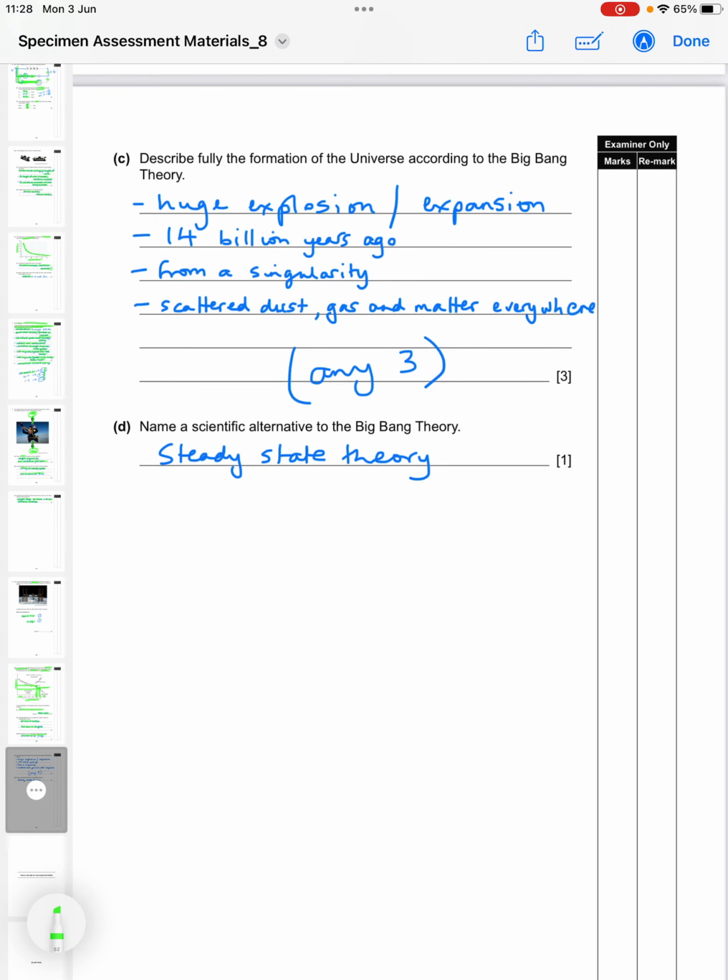Then finally, describe fully the formation of the universe according to the Big Bang theory. So any three of these points would get you your 3 marks. There was a huge explosion or expansion, and either way of saying it is worth 1 mark. 14 billion years ago from a singularity. And then you could have said that it scattered dust, gas and matter everywhere. So any three of those points, 3 marks. And then it says name a scientific alternative to the Big Bang theory, and that would be the steady state theory. So that's all of the higher tier physics paper.